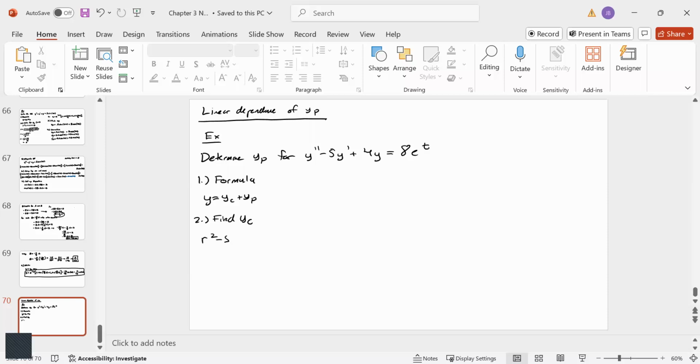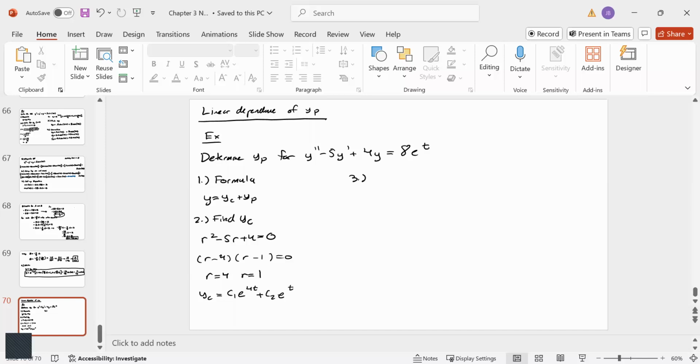So r squared minus 5r plus 4 equals 0. Well, can I factor this? I believe I can. Minus plus means a minus minus for my roots. 4 times 1 gives me 4, and negative 4 plus negative 1 is a negative 5. So that works. Again, the quadratic formula is your best friend if you can't do that. So those are my roots. So YC is equal to C1 e to the 4t plus C2 e to the t.